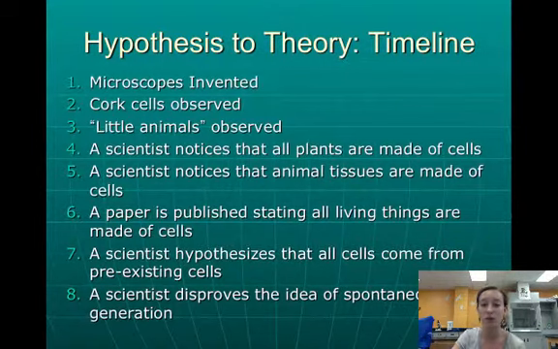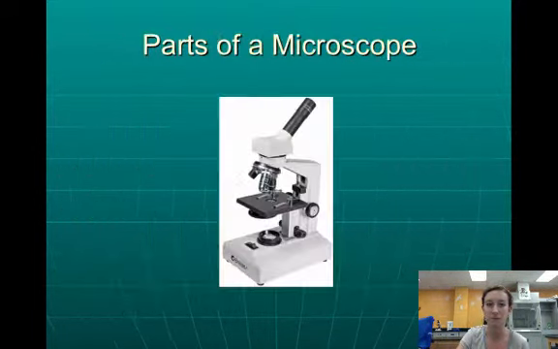This is a timeline of what we talked about in class with all those famous scientists. So the first thing that happened was microscopes were invented, then cork cells were observed, then those little animals were observed, then a scientist noticed that all plants are made of cells, then another one noticed that all animals are made of cells, then a paper was published stating that all living things are made of cells, then a scientist hypothesized that all cells have to come from pre-existing cells, and then a scientist disproved the idea of spontaneous generation. Remember we talked about those jars of meat and the flies and the maggots growing? That was the spontaneous generation thing.